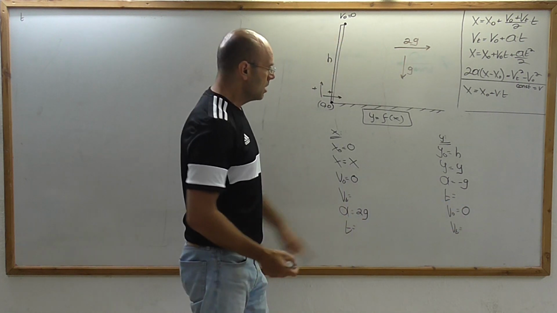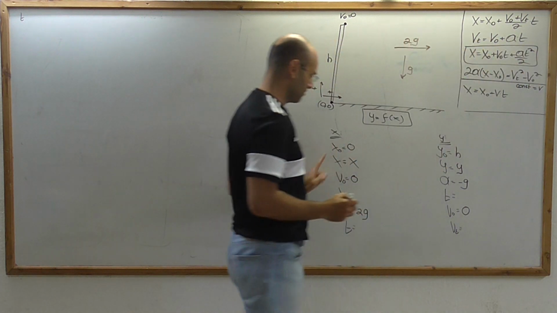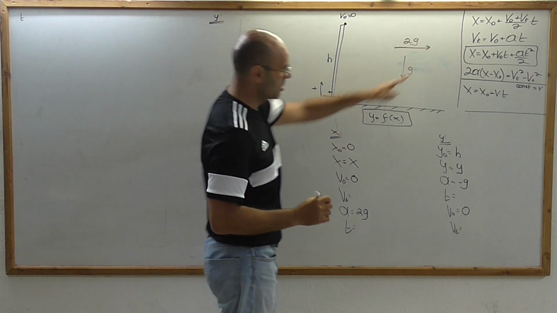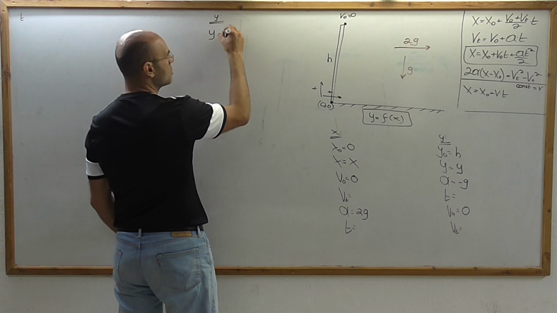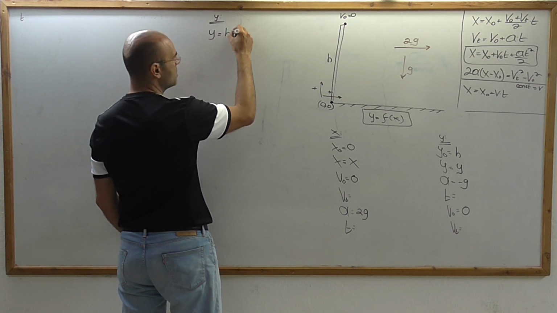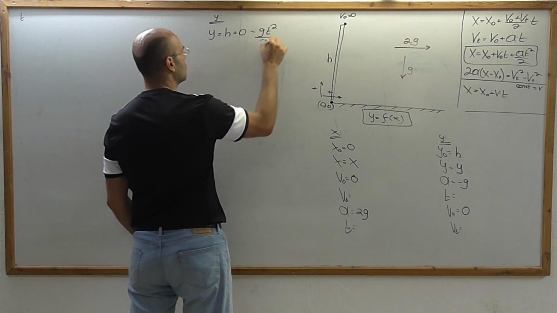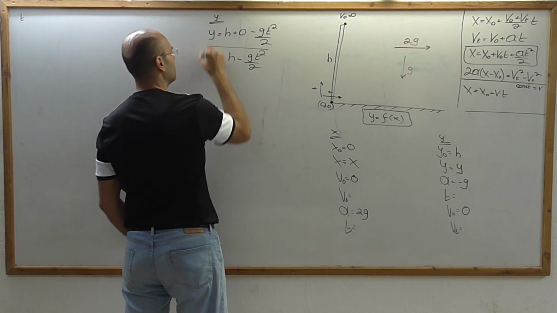Okay. Let's use this equation for both of them. When I put this equation with these variables, I get y equals y0, which is h, plus v0, which is 0, plus a, which is minus g, t squared over 2. So y will be h minus g t squared over 2.